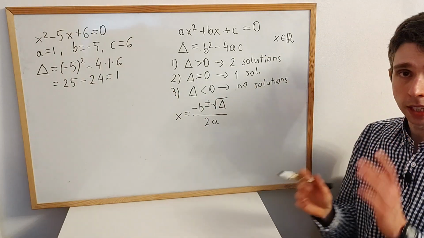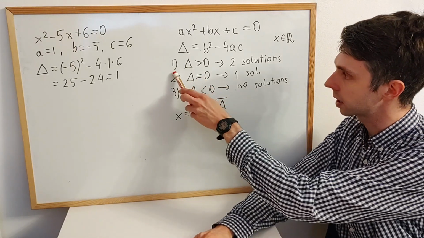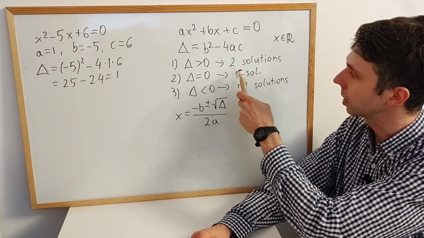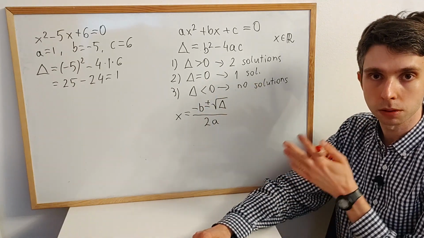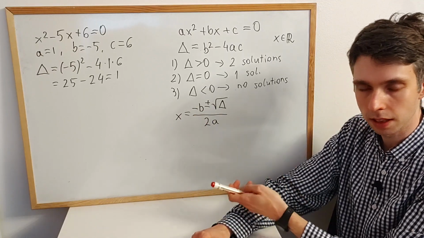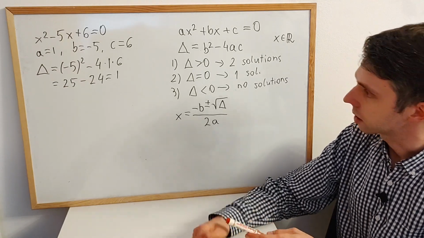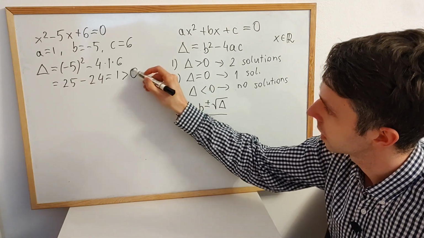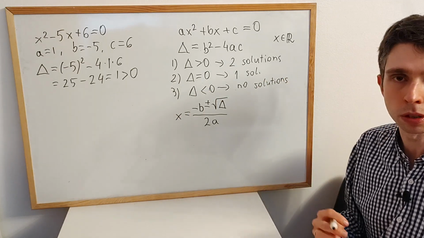Okay? And then there are three possible cases. First case: if delta is positive, so greater than 0, then the equation has two solutions. If it's equal to 0, then there is only one solution. And if delta is negative, so less than 0, then the equation has no solutions. In our case, delta is 1, so it's greater than 0, so that's the first case. So the equation has two solutions.